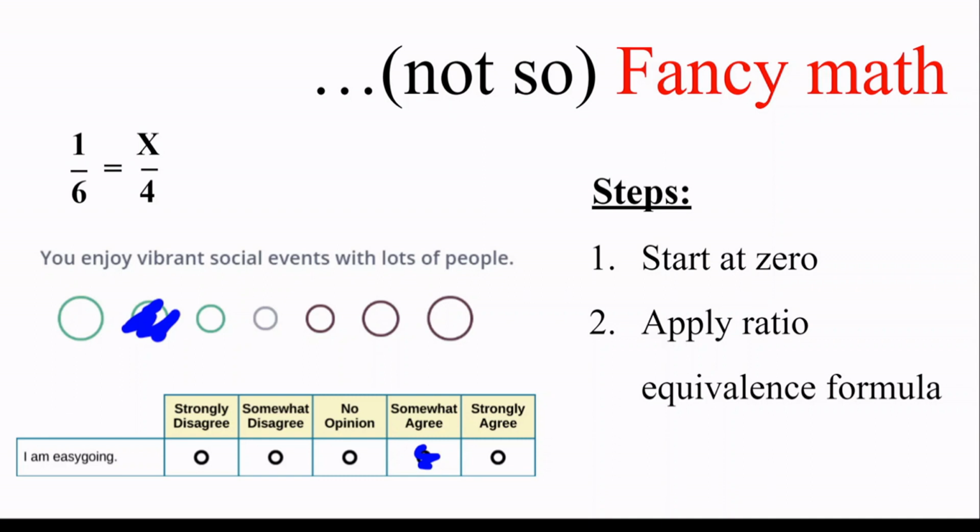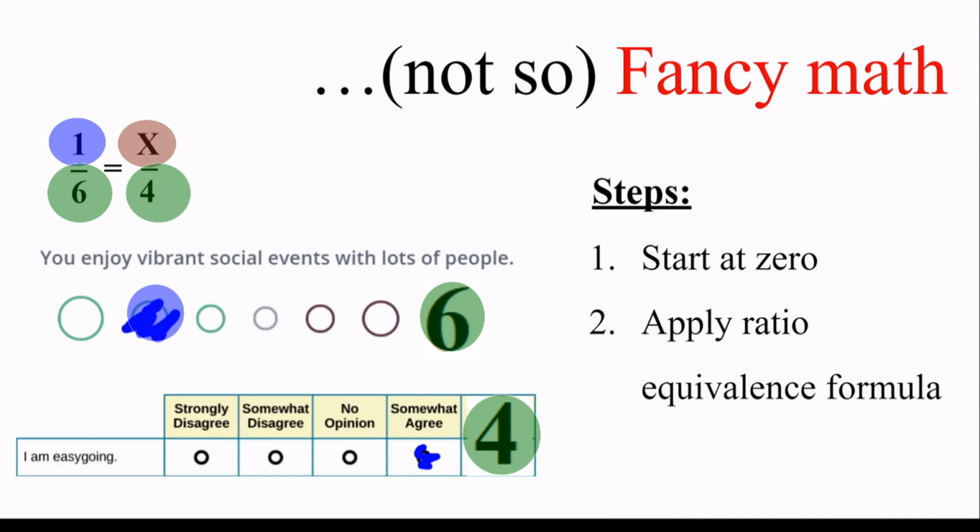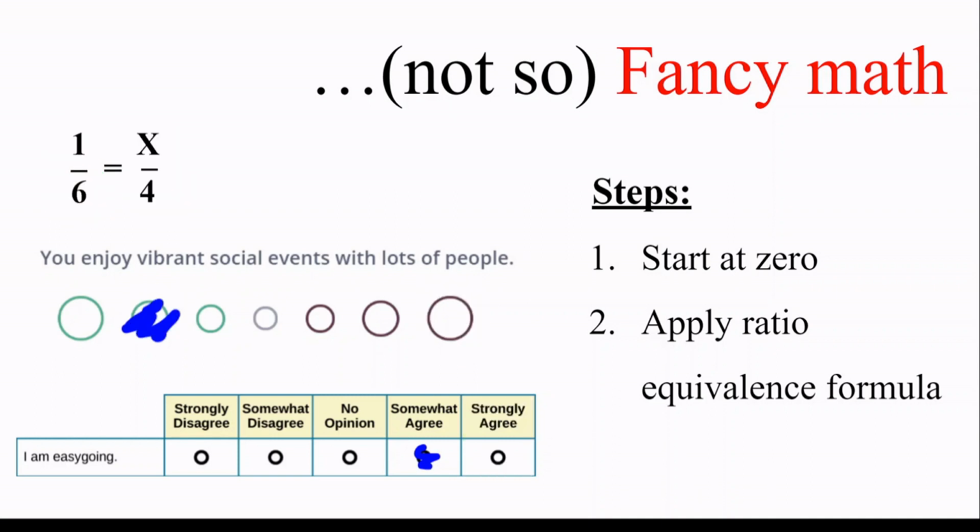Once we determine our numbering sequence for both scales, we apply the ratio equivalence formula we all learned in 6th grade or so, and place the value of your old scale over the highest possible old scale value on the left, and the unknown but desired new score value over the desired new score maximum on the right. Applying the math of 1 times 4 divided by 6 gives you the desired scale value for your old scale response, here 0.67.